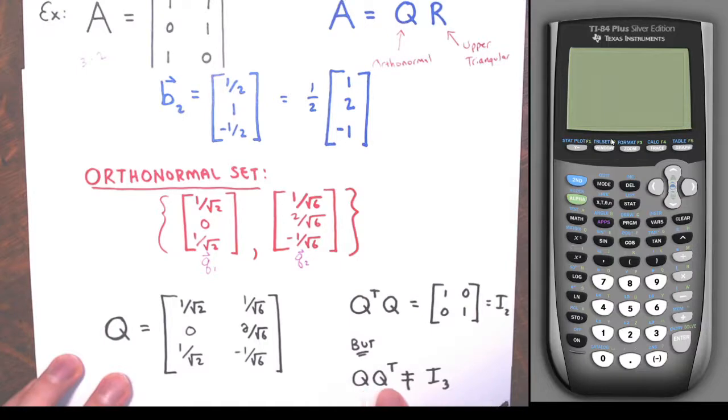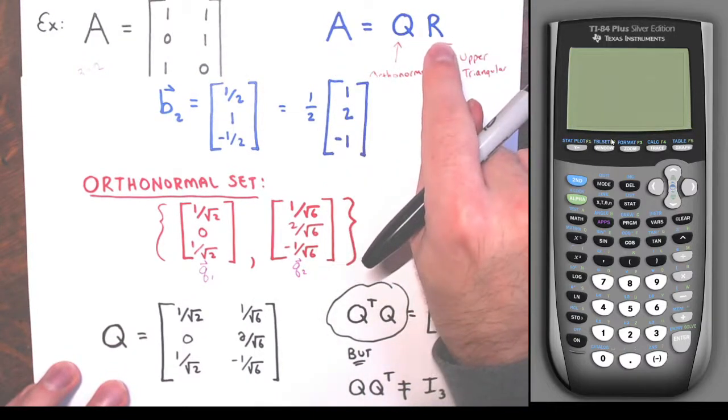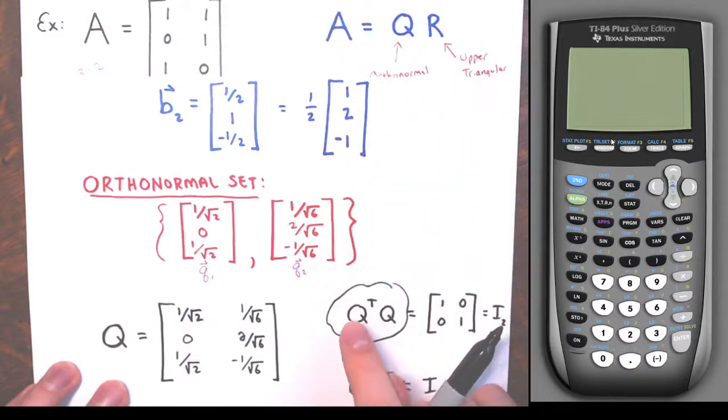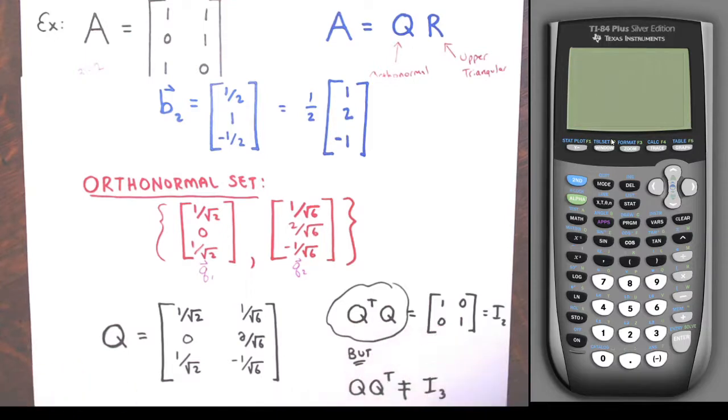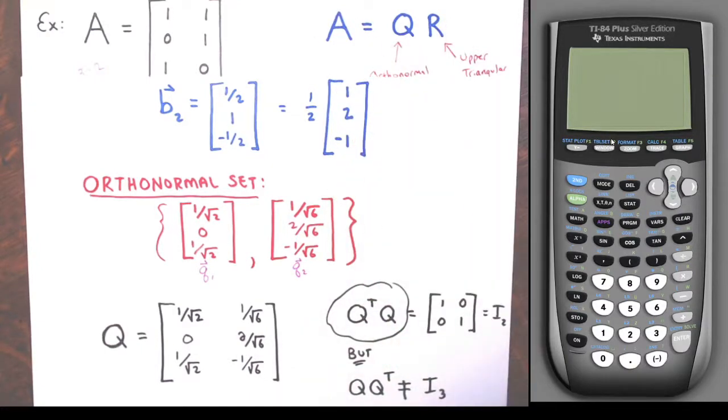Right. And we don't really worry about this one anyway, right? I'm not worried about Q times Q transpose. I'm worried about Q transpose times Q, right? Because I want to take this equation up here, and in order to find R, I would multiply by Q transpose on the left. So the only one I care about is this. And if the columns are orthonormal, Q transpose times Q will be, in this case, the 2 by 2 identity matrix. So that gives me R equals Q transpose times A. Right? So let's find that R.